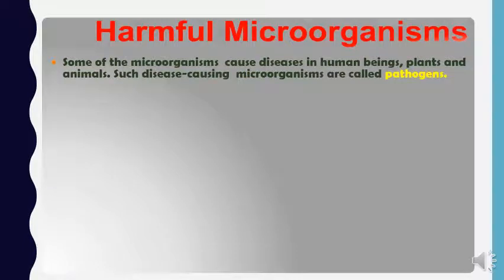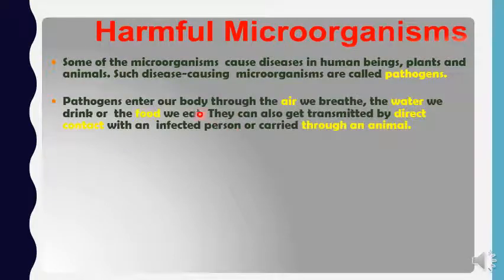Now the microorganisms which are harmful to us, which cause a certain amount of disease, are known as pathogens. The pathogens enter our body through the air we breathe, the water we drink, or the food we eat. They can also get transmitted by direct contact with an infected person or carried through an animal.